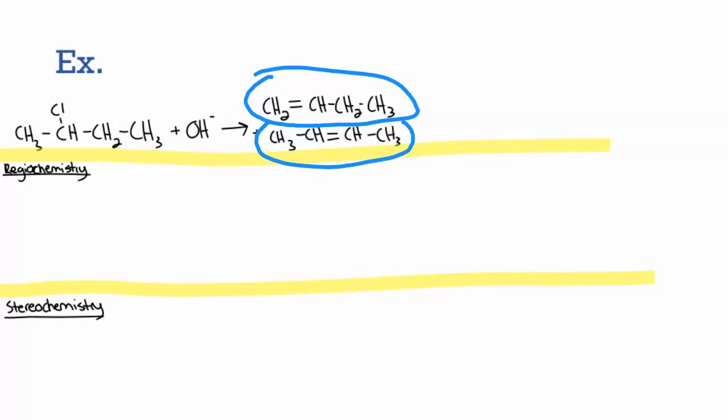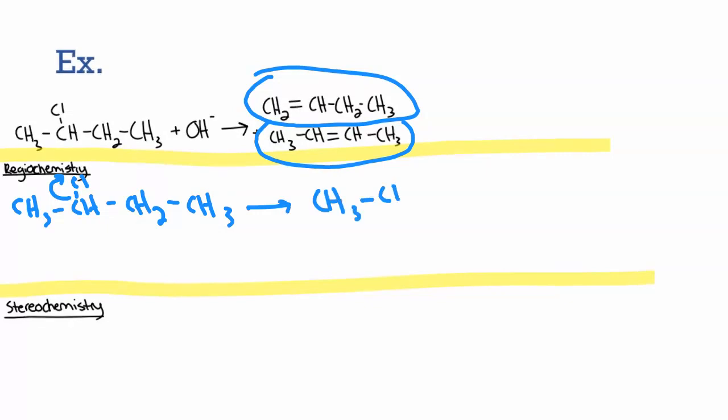I'll go ahead and write out the first step of the mechanism. Okay, so the first step of the mechanism is still the same. The leaving group is going to come off first and make a carbocation. Okay. And then my base comes in. Like I said, I could either take this hydrogen or this one.